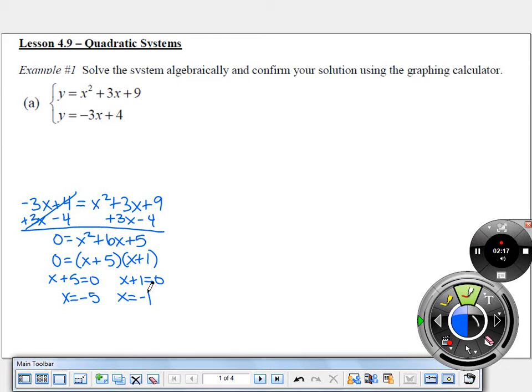Now remember what we're doing when we're solving systems. We are finding points where these things cross. So this is a parabola and a line. Think about these two shapes. And think about the number of times that they could cross.